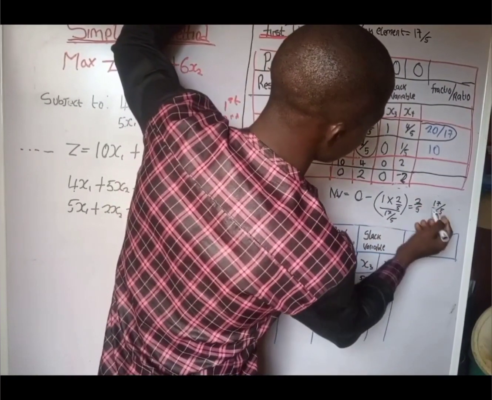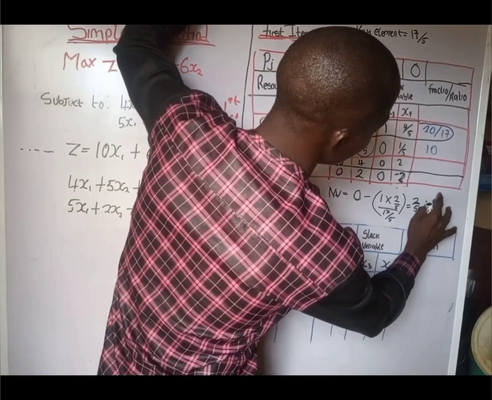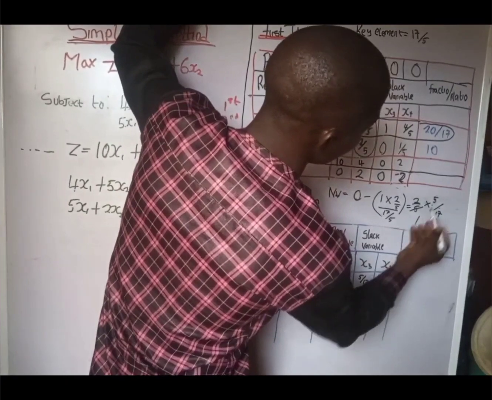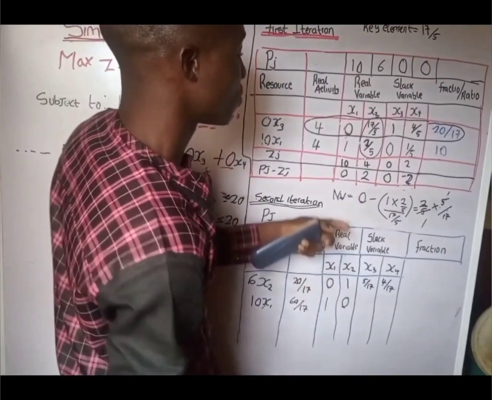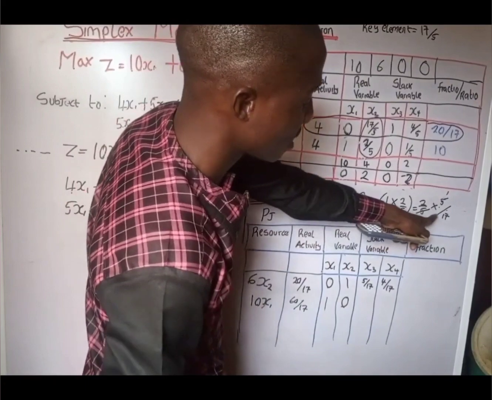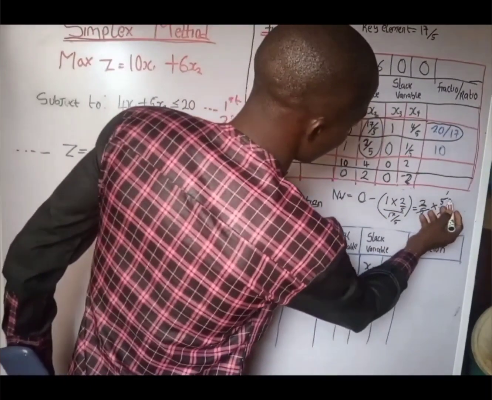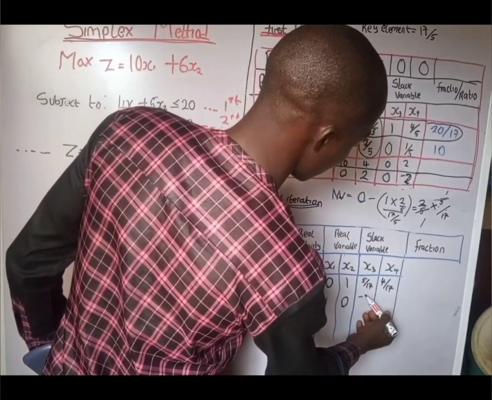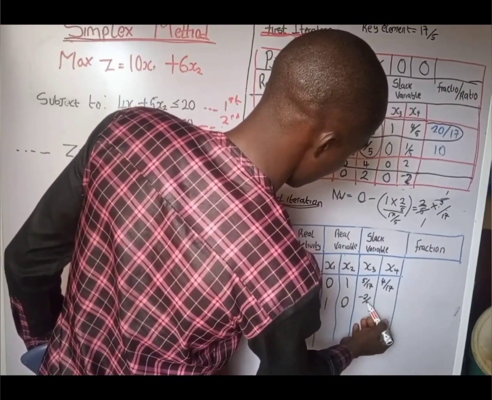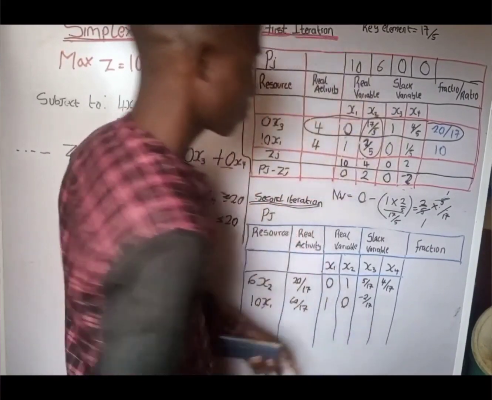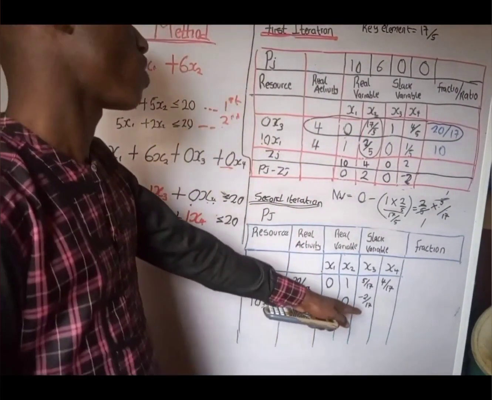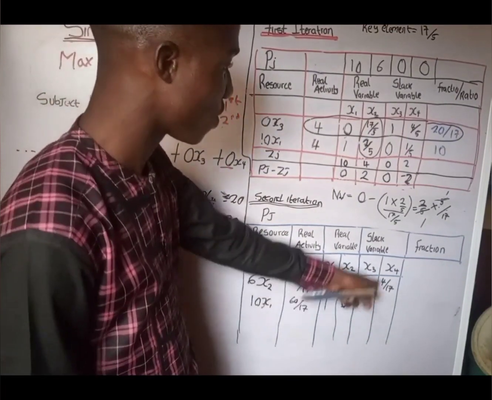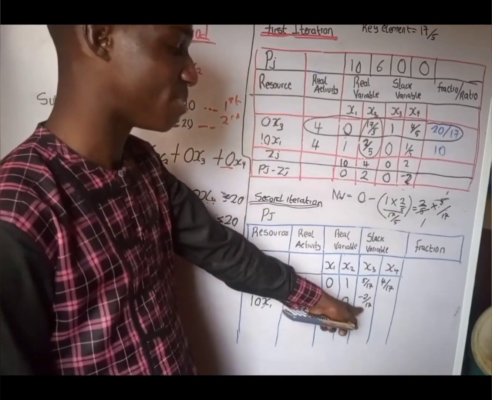If I change this sign to multiplication, the 5 will become the numerator and the 17 will become the denominator. We are going to have 1. At the end of the day, we are going to have 0 minus 2 over 17. So the new value will now become minus 2 all over 17. The new value for 0 is now minus 2 over 17.